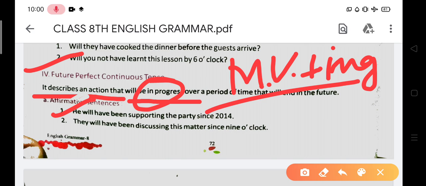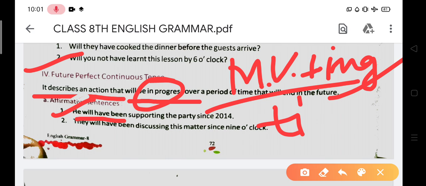Because this is the affirmative sentence, very first you will use the subject, and after that the helping verb. So what is the helping verb? "Will have been." So, "he will have been", and after that main verb plus -ing. I have told you also: main verb plus -ing. Over here the main verb is support, so support plus -ing, supporting the party.